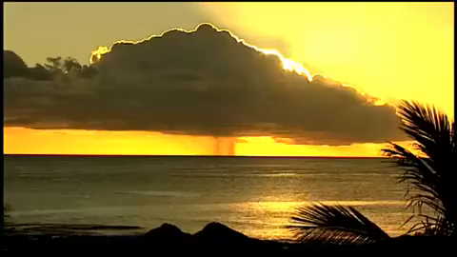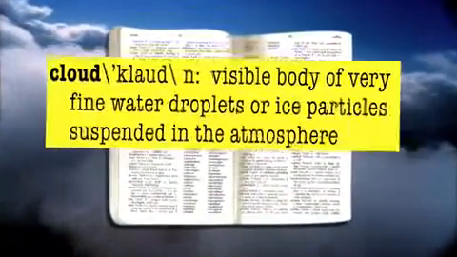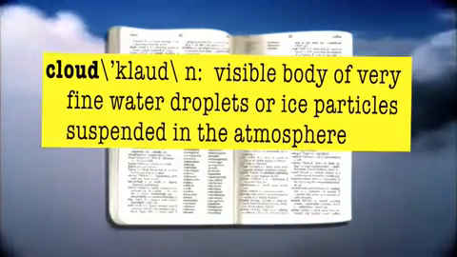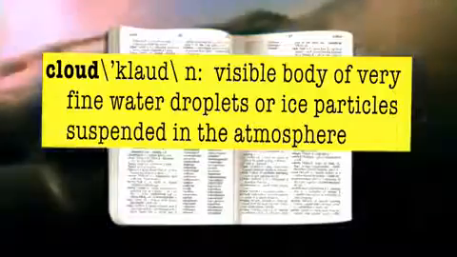We take them for granted because they are such a constant part of what we see every day. The dictionary defines clouds as a visible body of very fine water droplets, or ice particles, suspended in the atmosphere. But maybe instead of reading about it in a dictionary, it might be easier to show you what a cloud is. What we want to do today is show you how a cloud is made from water vapor. Great, okay.